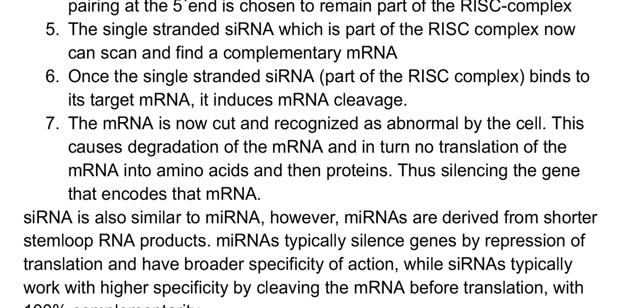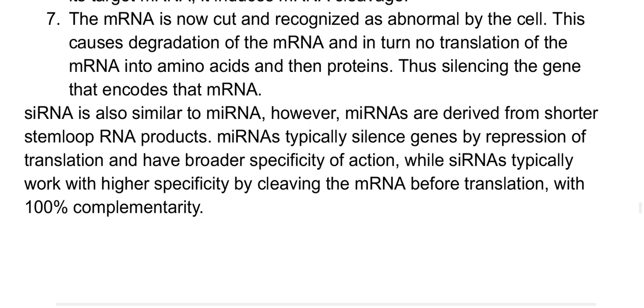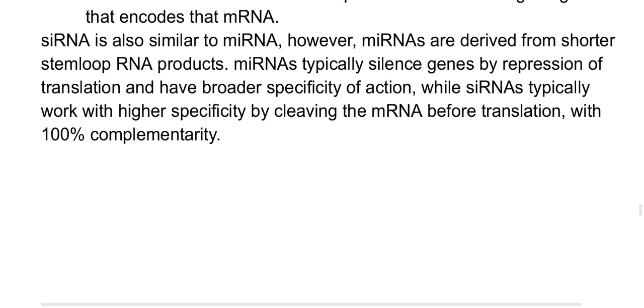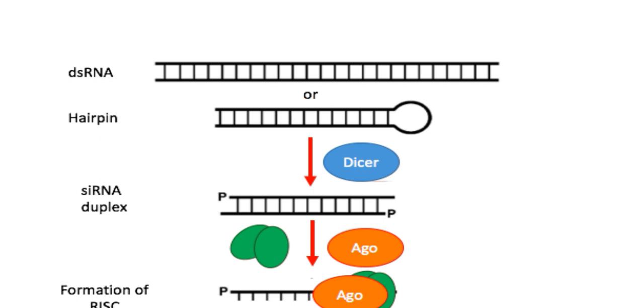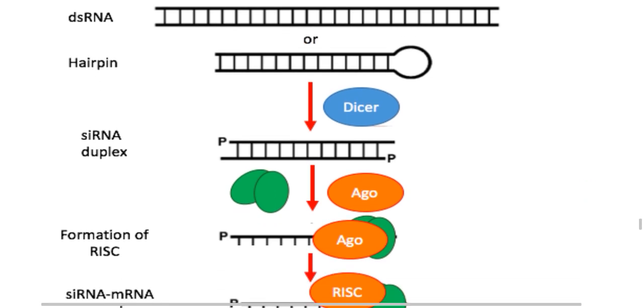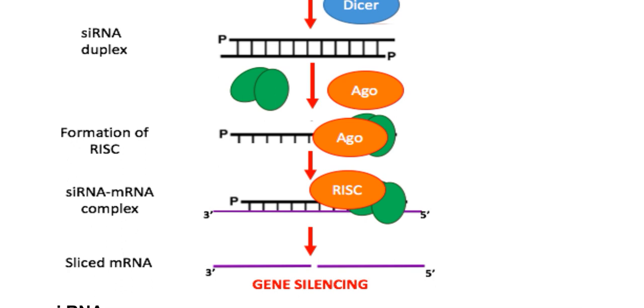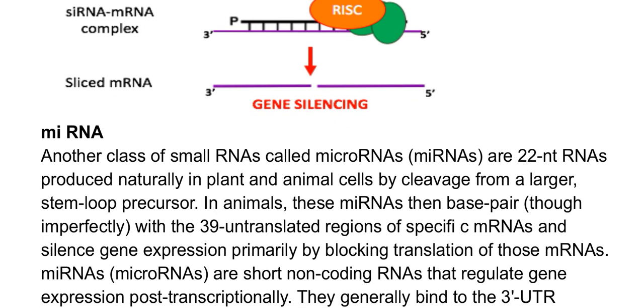siRNA is also similar to miRNA. However, miRNAs are derived from shorter stem loop RNA products. miRNAs typically silence genes by repression of translation and have broader specificity of action, while siRNAs typically work with higher specificity by cleaving the mRNA before translation with 100% complementarity. So: dsRNA, hairpin, siRNA duplex, Dicer, formation of RISC, AGO binding, siRNA-mRNA complex, silenced mRNA, gene silencing.